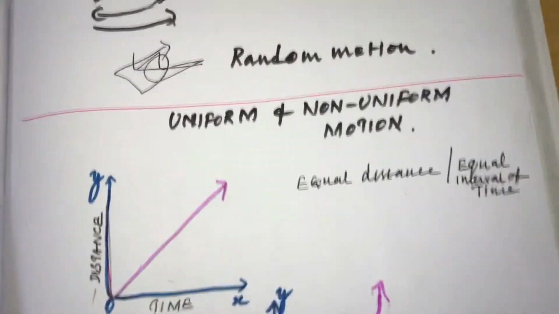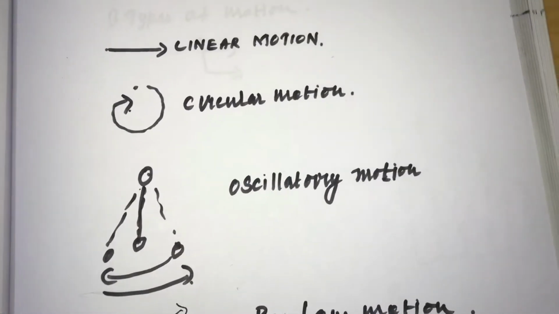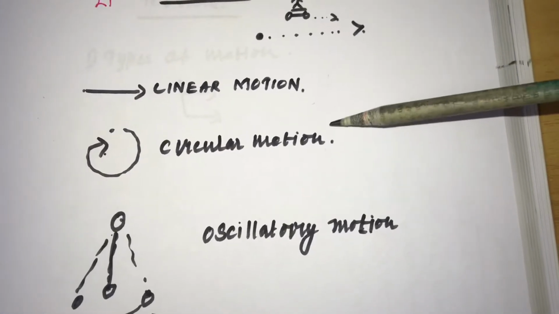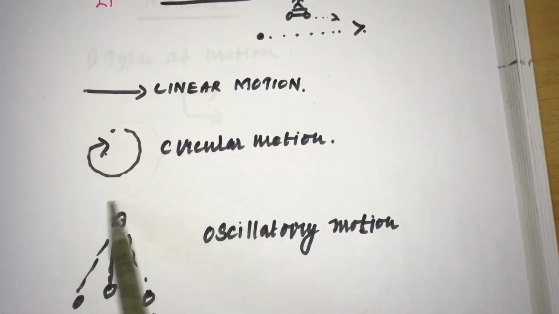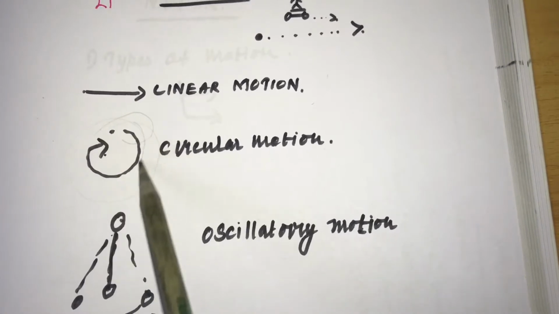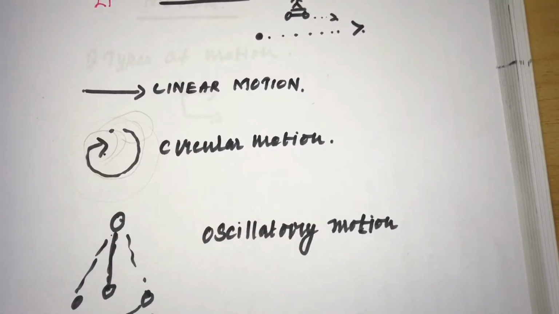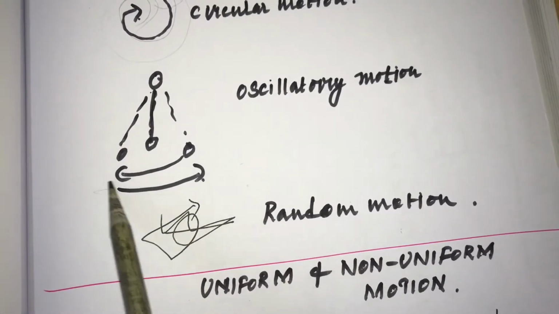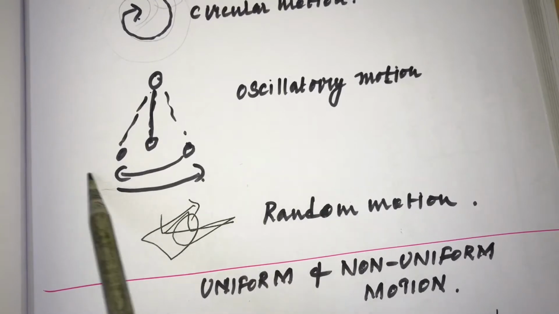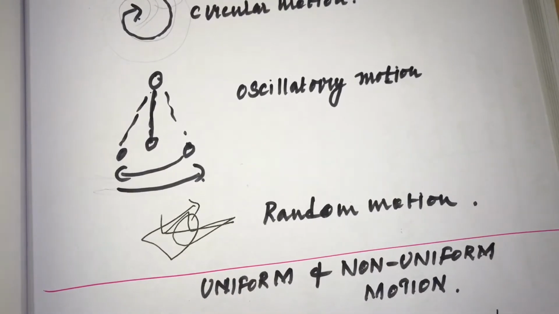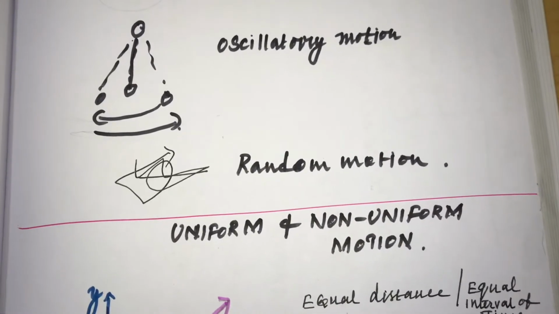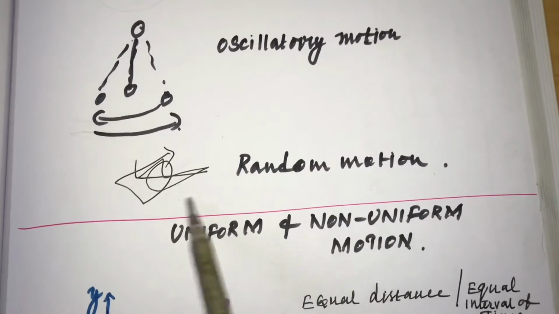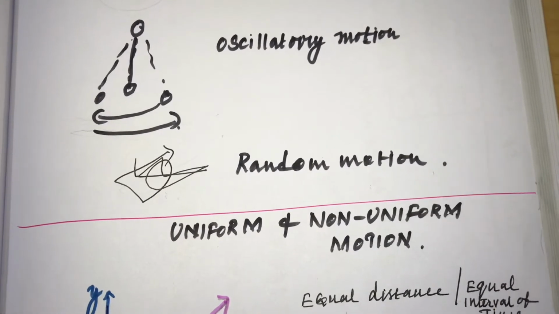For example, here the linear motion is given like that, the straight line, the movement of an object in a straight line, and circular motion is like that, the type is in circular movement, and oscillatory motion like that is a simple pendulum, the pendulum of an old clock, left and right, that is oscillatory motion. And random motion, there is no proper direction or path to follow, zigzag random motion. So these are the different types of motion or movement.